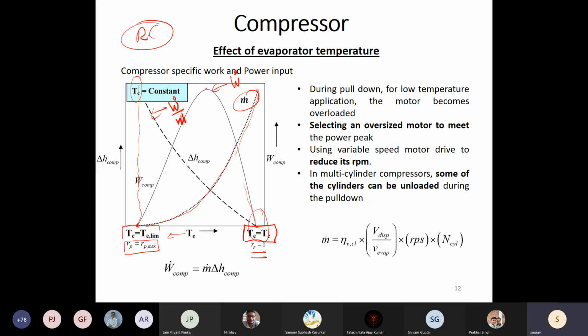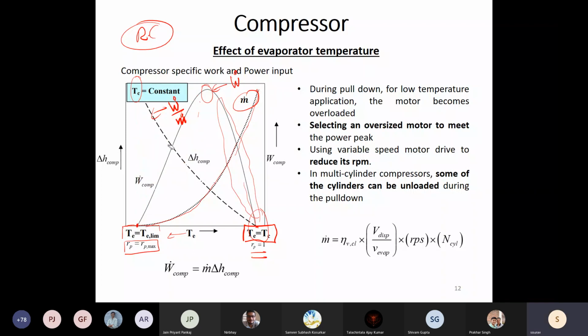Okay, so it will peak at some value and then it will start reducing. So on this side of the curve, you have low specific work consumption but very high mass flow rates. On this side of the curve, you have very high specific work consumption but very low mass flow rates. So that's why you have the product peaking at a particular value.